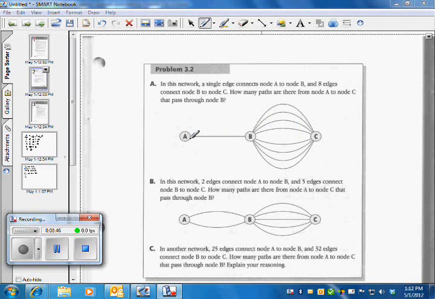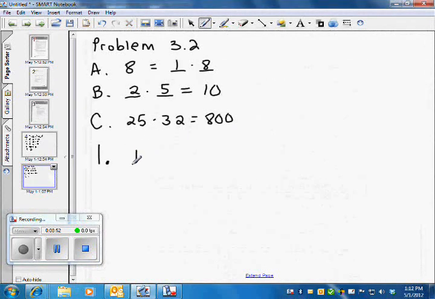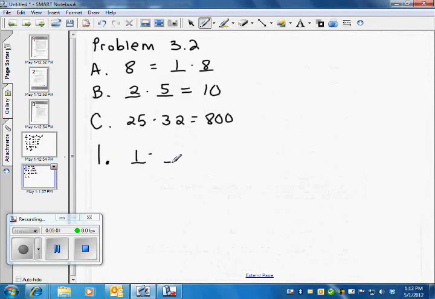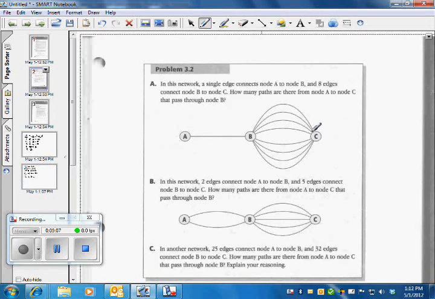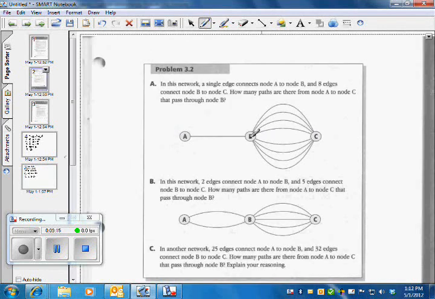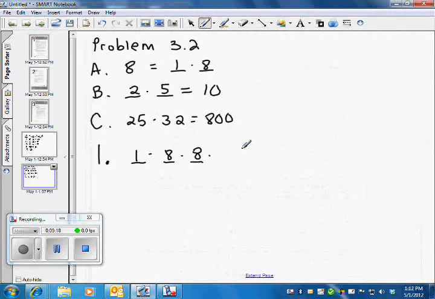What you really have to think of this as, just like we've been thinking, as choices with pathways. From A to B, there's one choice. From B to C, in this one, there are 8 choices. From C going back towards B, there are 8 choices. Then from B back to A, there's one choice again, which tells us it's a far cry from 16. 1 times 8 times 8 times 1 is 64.